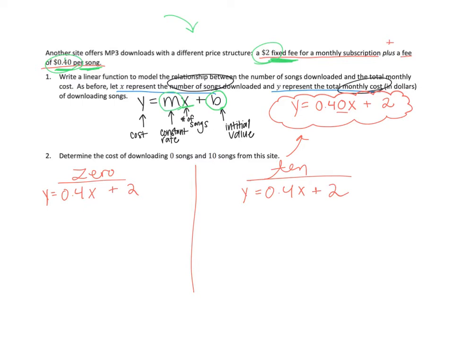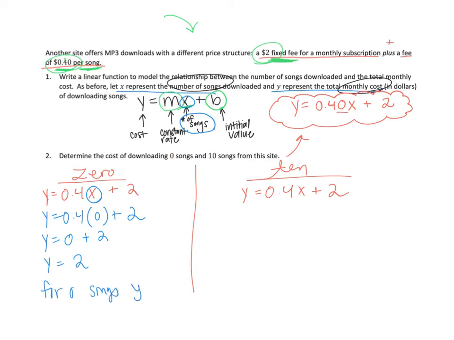So for 0 songs, I'm going to be changing wherever the songs is represented to a 0. Our songs is represented by this x, so I'm going to change this x to a 0. It becomes y equals 0.4 times 0 plus 2. When I solve this out, 0.4 times 0 is 0, and 0 plus 2 is 2. So for 0 songs, you'll pay $2 that month. You still have that initial fee to pay.